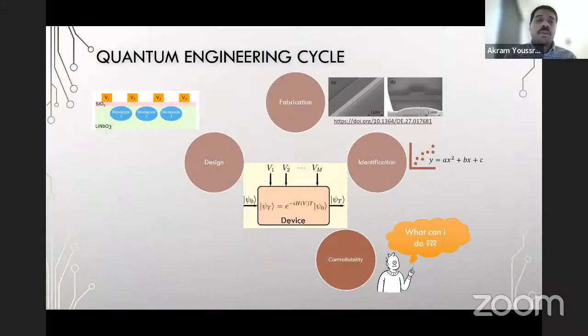Can I do a C0 gate? Can I do an X gate? Or is there a fundamental limitation that is preventing me from achieving the performance of some desired gates?